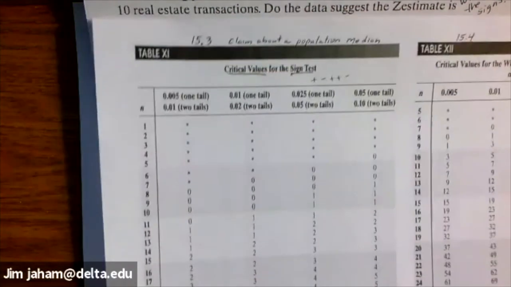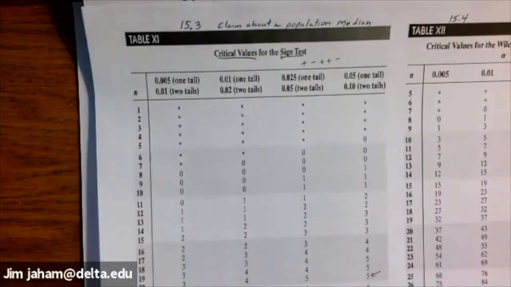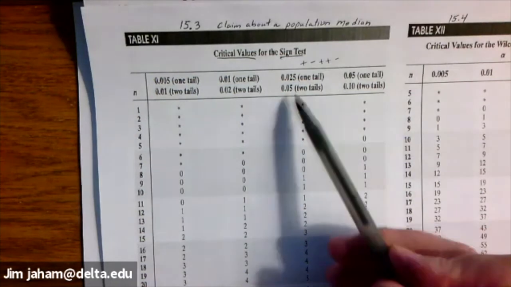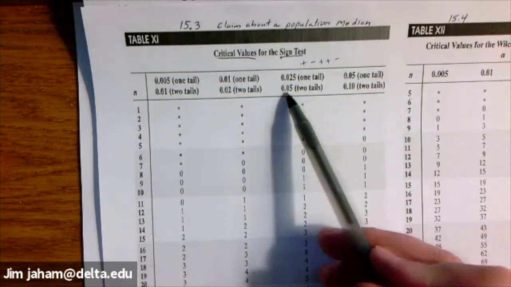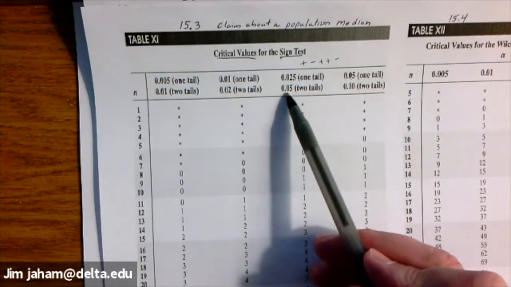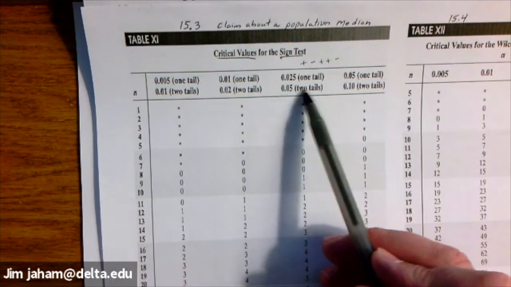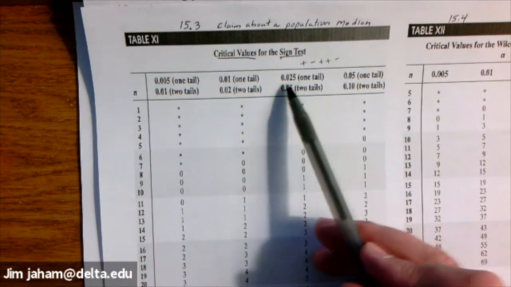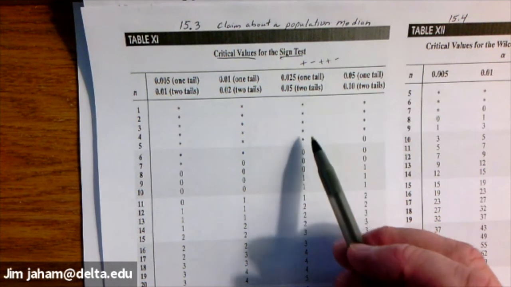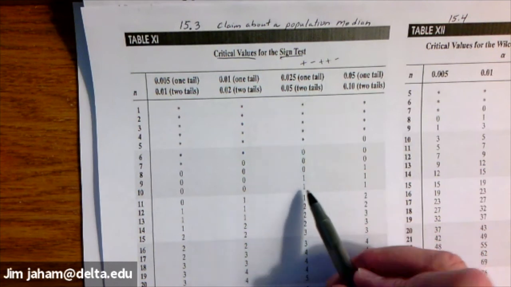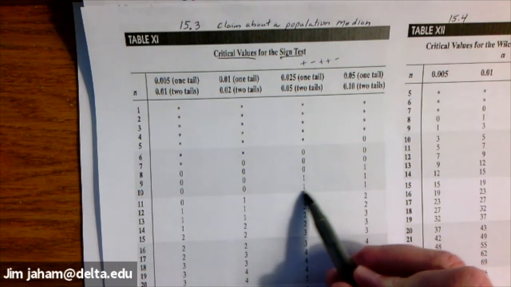For the critical value, alpha is 0.05, but it's a two-tailed test. So notice you have a 0.05 here and a 0.05 here. This is the 0.05 that you want because it's the two-tailed 0.05. In one tail, it's 0.025. So we're in this column, and we want to go down to n is equal to 10. So right there is your critical value, 1.